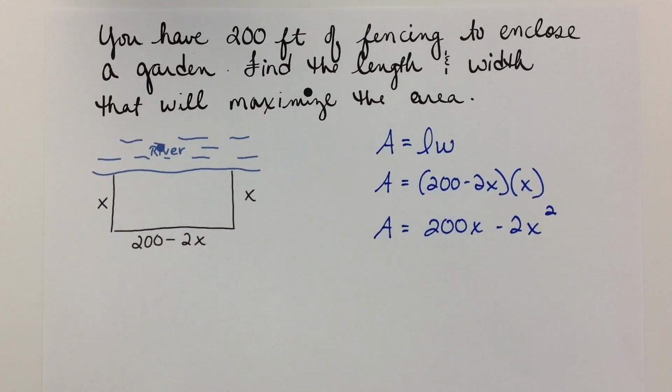Now, since you're wanting to maximize, if you think about what we've been talking about with maximum and minimum, that always occurs at your vertex. So basically, this is just a vertex problem. If you'll locate your vertex or proceed with that procedure, then you will end up with the length and the width that you're looking for.